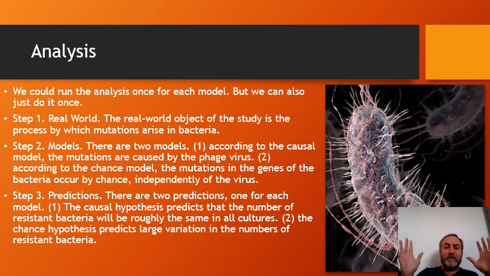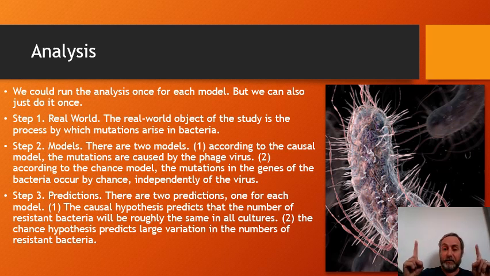So the real world object of this study is the process by which mutations arise in bacteria, right? We want to know, how do these mutations happen? What causes them? And we got two models, right? So there's one, call it the causal model, which says, well, the virus somehow causes the mutation, right? The other model is mutations just happen randomly, right? So we got the two models.